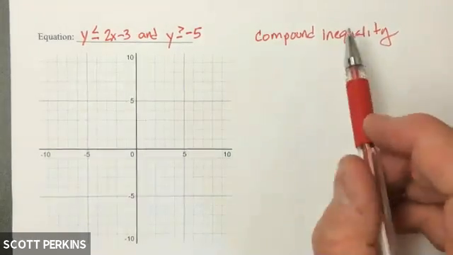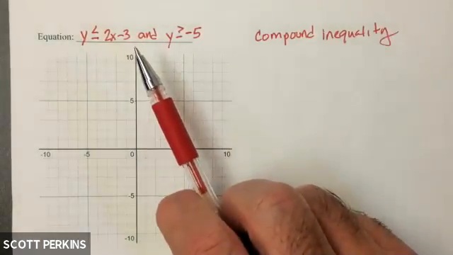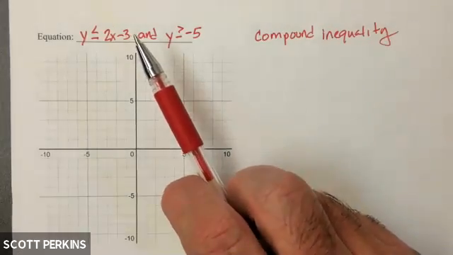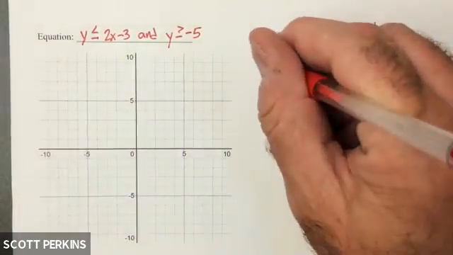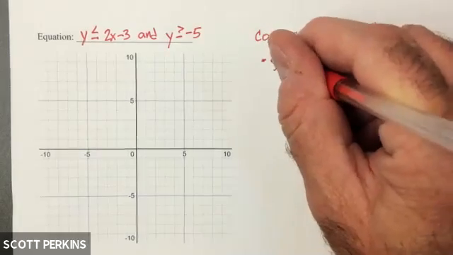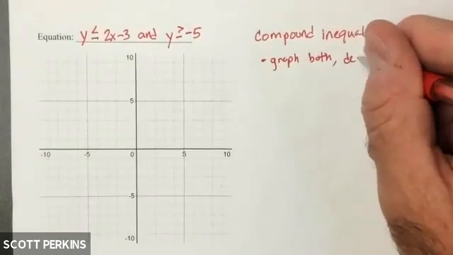A compound inequality has 2 or more inequalities. In this class, it'll just be 2. Not trying to torture you, just trying to teach you something here. All you do, here's the process: you graph both, and then you determine where they overlap.